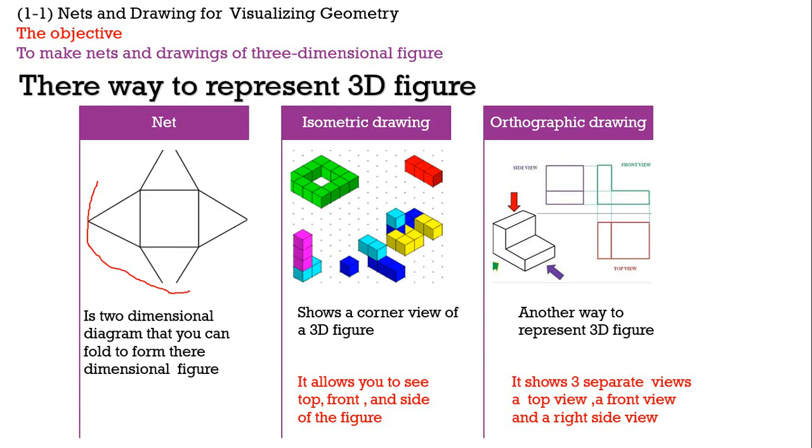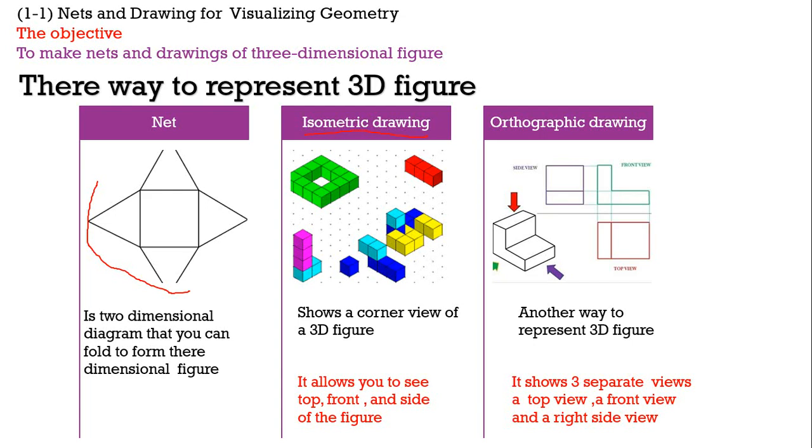The second thing that we have is isometric drawing. Isometric drawing is new vocabulary for you, which is another way to represent a 3D figure, which shows a corner view of a 3D figure like this. I will give you a 3D shape, then you will try to represent it by using dot shape. This way, it allows you to see the top, front, and side of the figure.